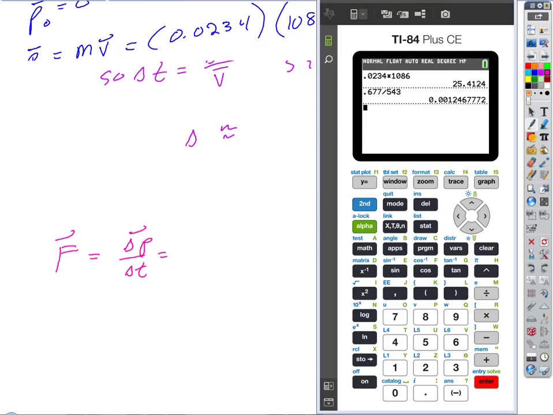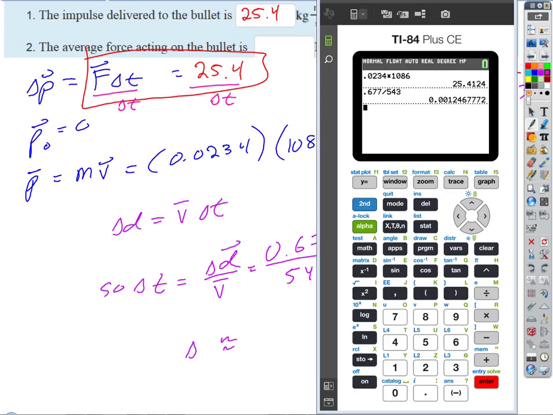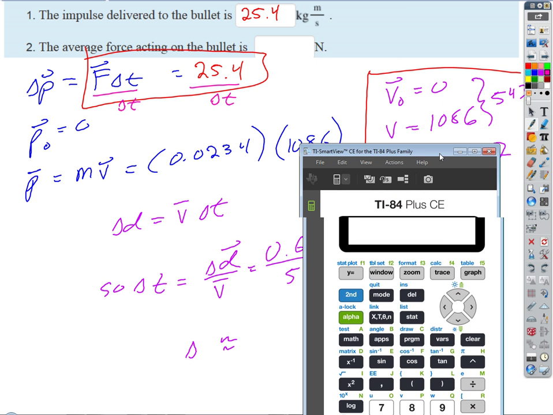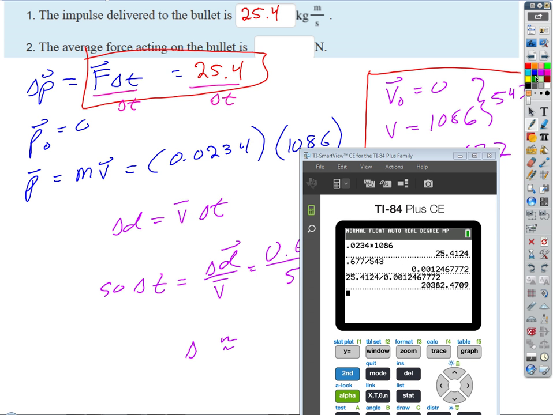So what were those numbers? We had a number of 25.4. Well, there it is right there, right? Divided by delta T. That's that little number right there. And so we get M divided by M is 20,400 rounded to 3 places, right? That's a lot. But that makes sense. There's a really large force acting on that boat.